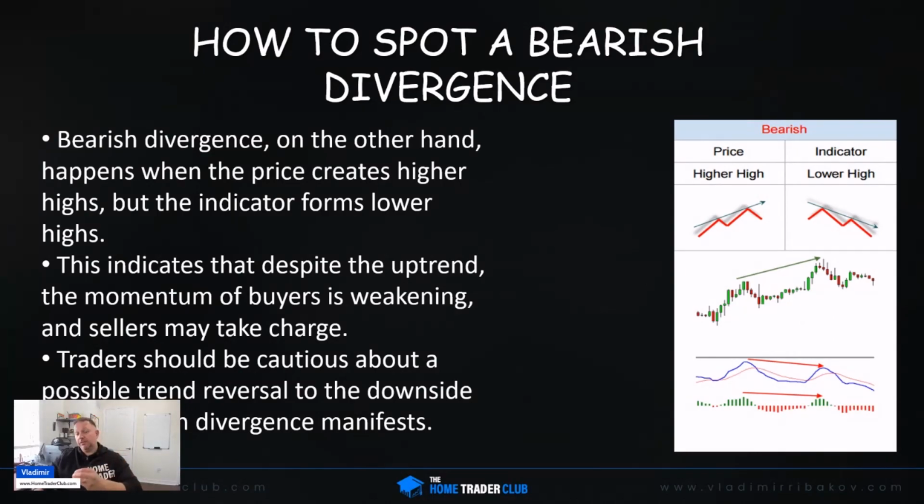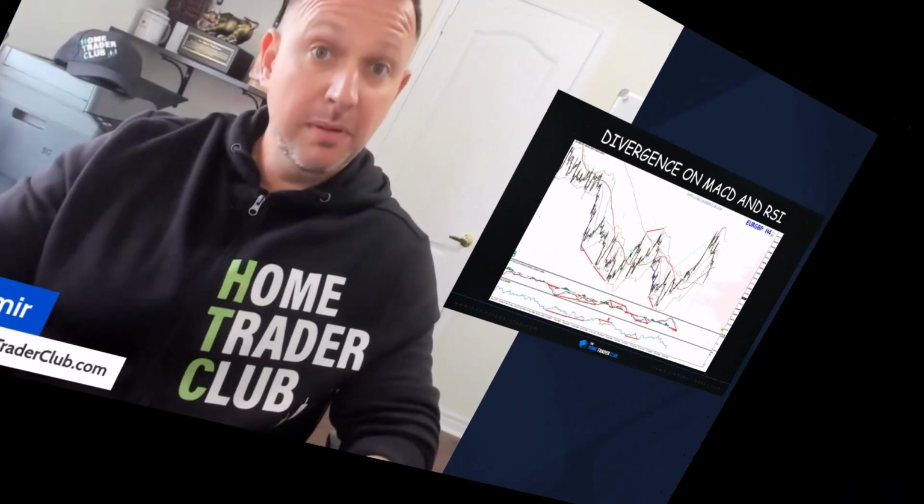Different indicators give different mathematics formulas, but the deviation or the contradiction here between the price and the indicator is what creates the divergence.